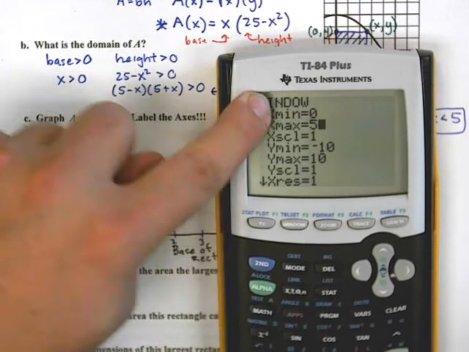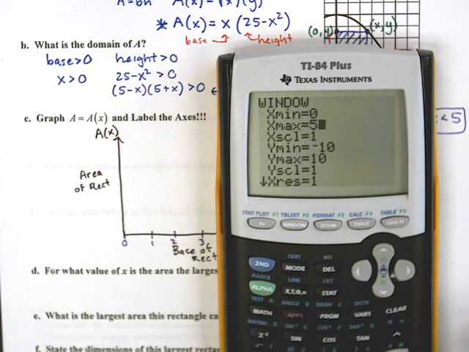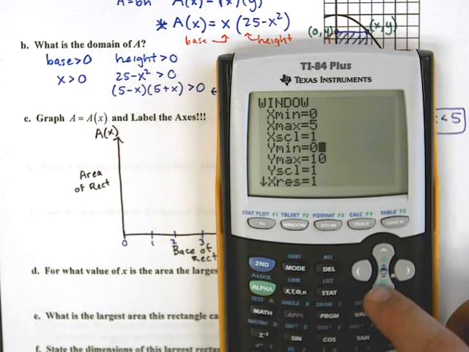Okay? Min 0, max 5. I'll ask again, now when I start thinking about y's, can I have negative area? No. Put a 0 in there. Can't have negative area. Now the y max, this is going to be the tricky part.